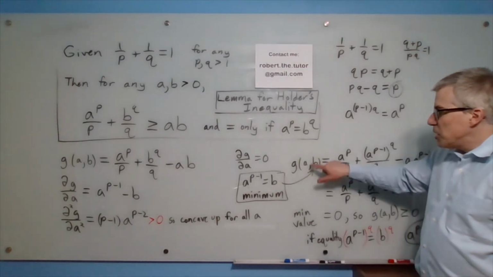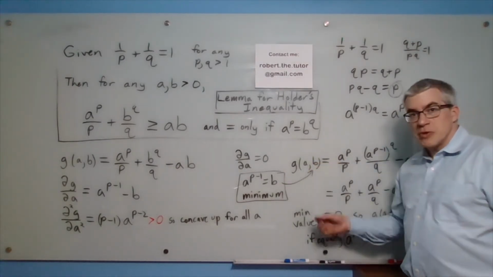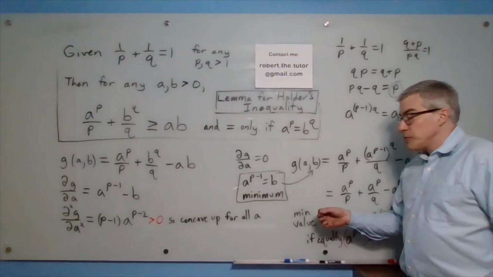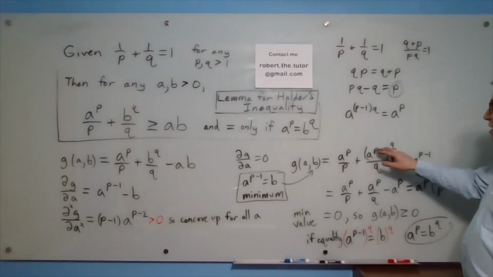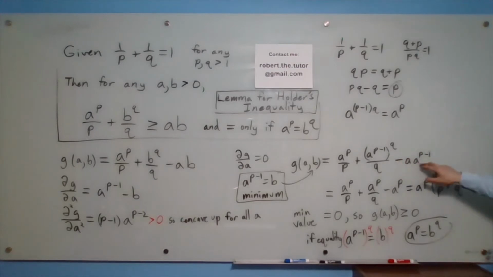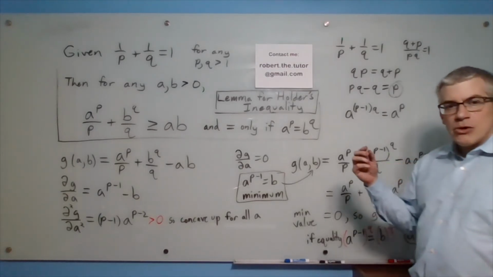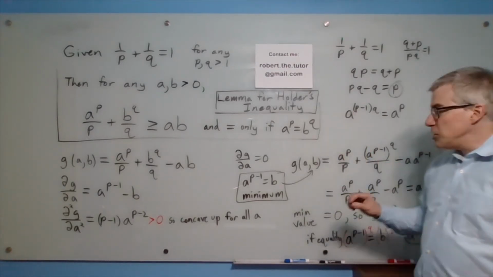We go and we plug that in to find out what the minimum value is, and we hope it's 0 or more. a^p/p plus (a^(p-1))^q/q minus a times a^(p-1). Now, weird consequence of the choices of p and q.